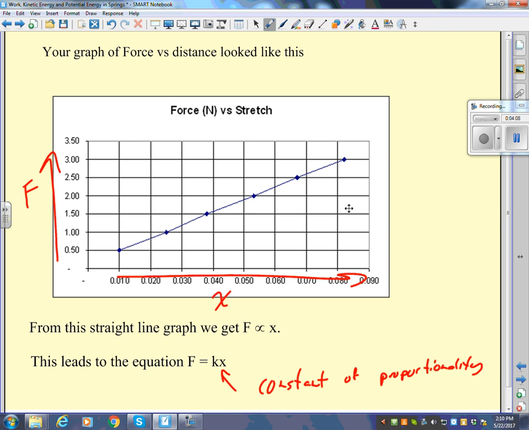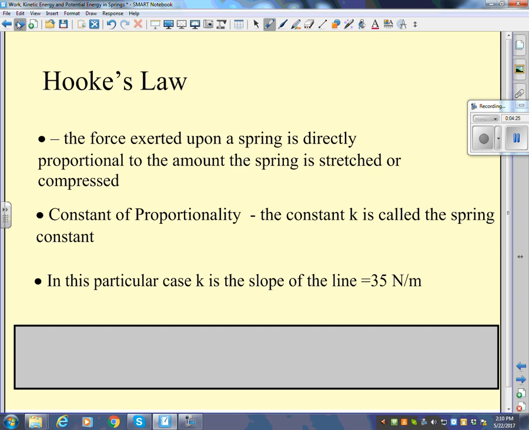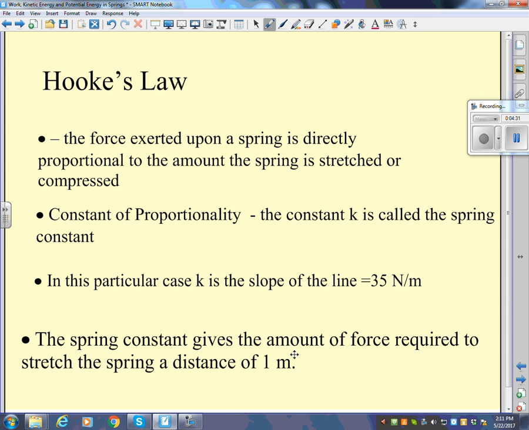So the slope of this line is the force divided by the distance, and you'll notice that it would be measured in newtons and meters. So the slope here is newtons per meter. That is the spring constant, and if we were to find the slope here, it would be 35. So in this particular case, k is the slope of the line, and it's 35 newtons per meter. The spring constant gives the amount of force required to stretch the spring a distance of 1 meter.